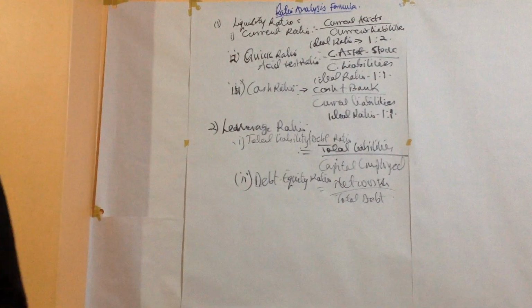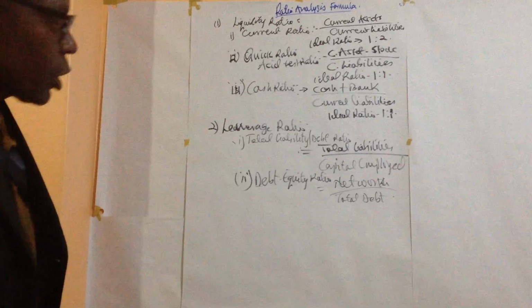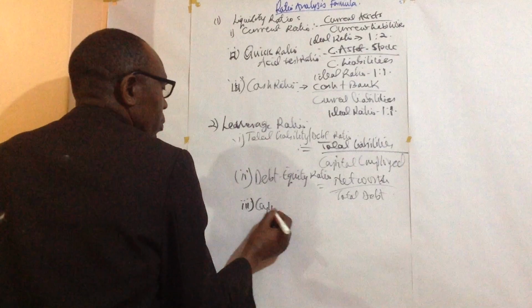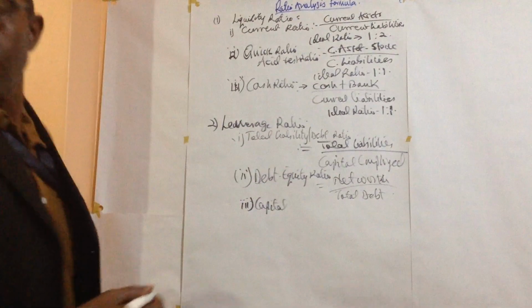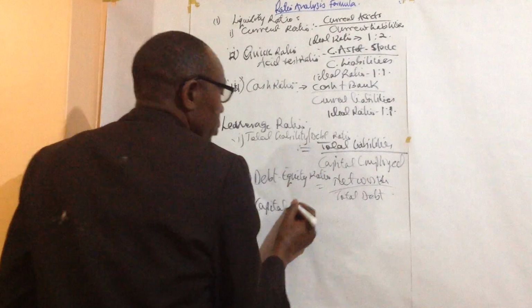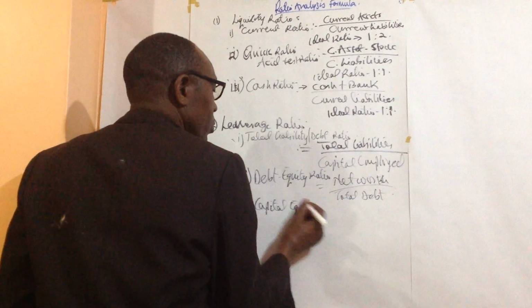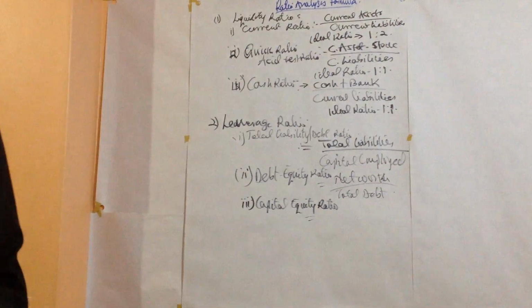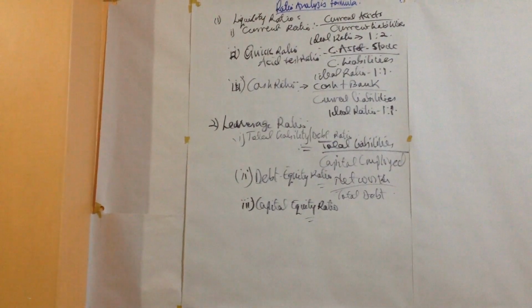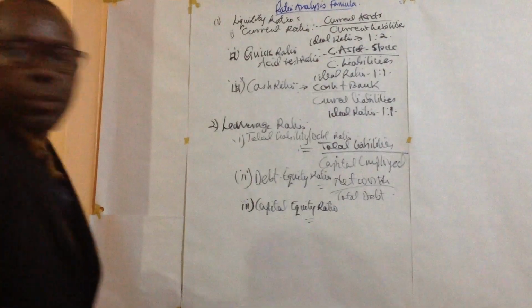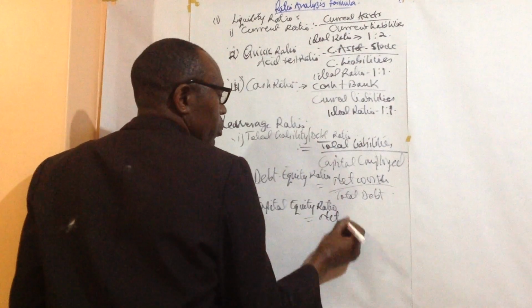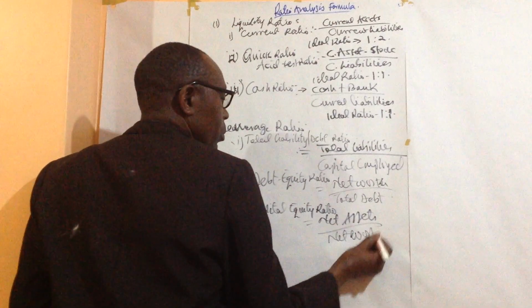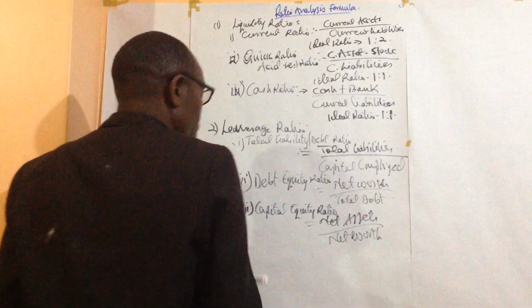Now we have the capital equity ratio. The formula here is we take the capital employed over the net worth, or the net assets over the net worth.